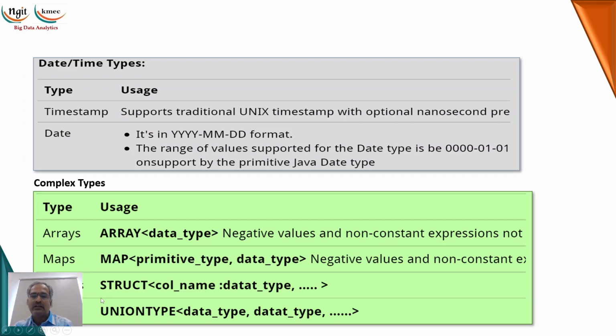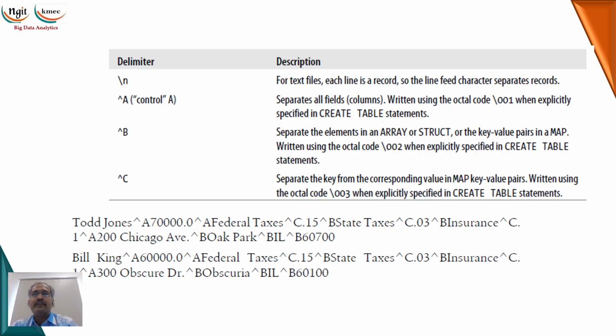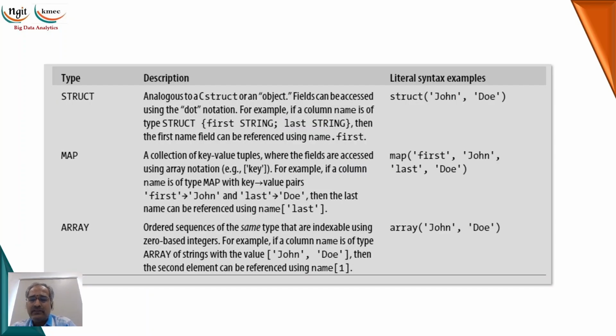And struct. Struct is like our C structure. In the C structure, we have several components like number, name, marks one, marks two, marks three, like that. You can have the structure data type also here. And union is also similar to that. We are having these complex data types. And see here, these are the examples. I don't want to go in depth in this. And then we are having the data types.